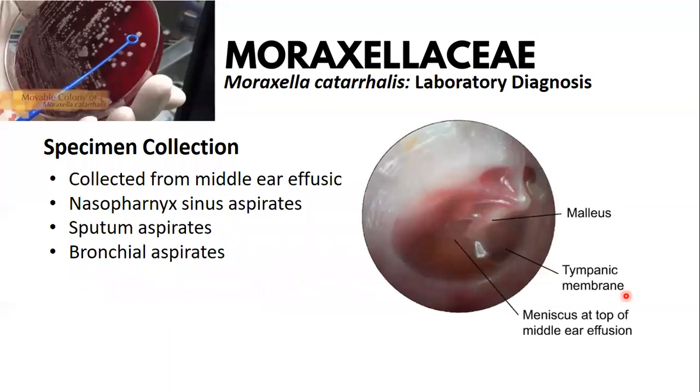For the specimen collection, for patients suffering from otitis media, samples can be collected from middle ear effusions, or basically the fluid that builds up in the middle ear during otitis media infection. We can also collect specimens from the nasopharynx, sinus aspirates, and sputum aspirates, including bronchial aspirates.